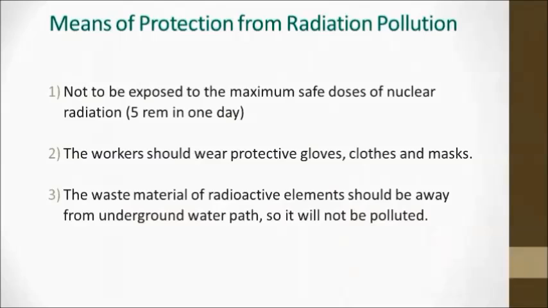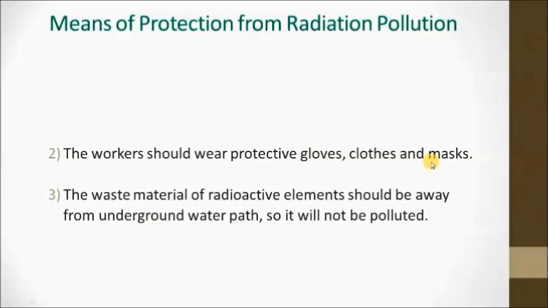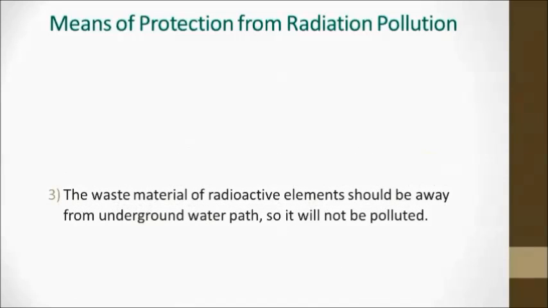There are some means of protection from radiation pollution. The first protection: not to be exposed to more than the maximum safe dose of nuclear radiation, 5 rem in one day. Number 2, the workers should wear protective gloves, clothes and masks. Number 3, the waste material of radioactive elements should be away from underground water paths so it will not be polluted.